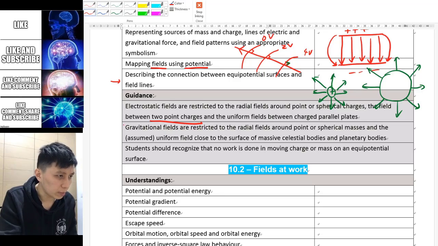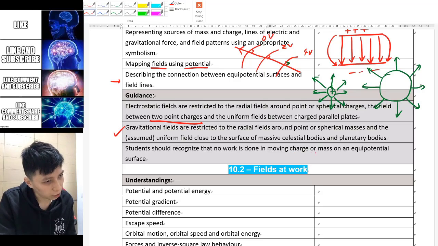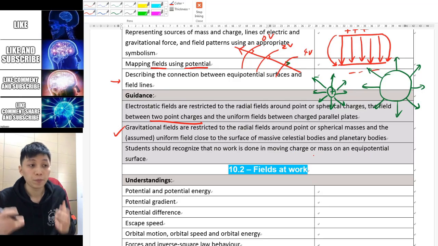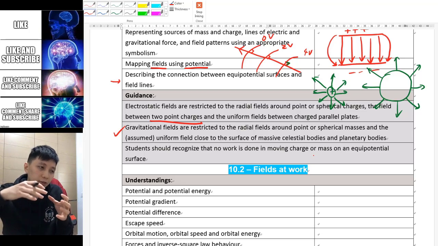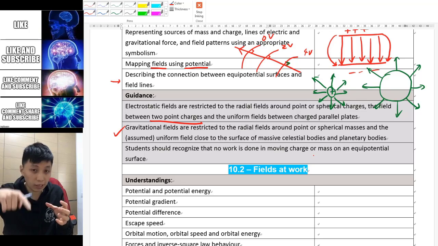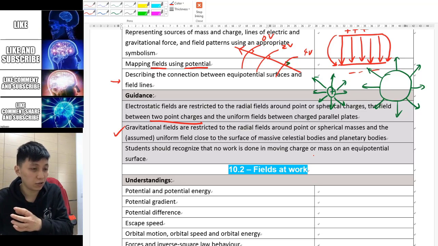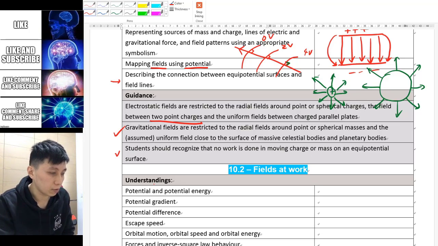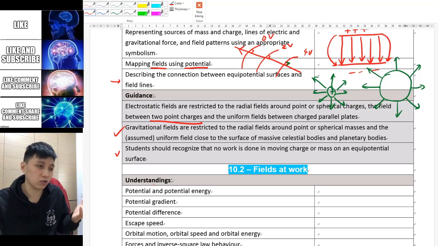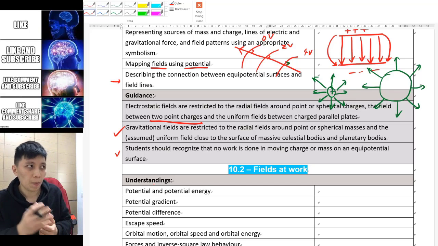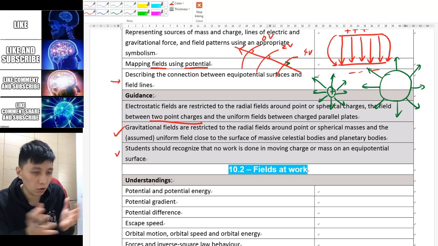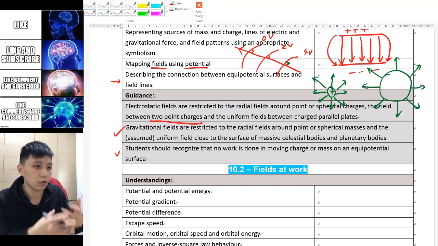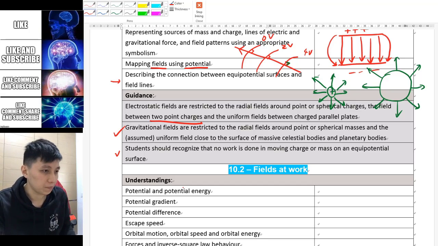Next, gravitational field, blah blah blah. Of course we have done it. Students should recognize that no work is done in moving charge or mass on an equal potential surface. So that's the whole idea of why it's so important. Within the line that is joining the same potential, since there's no potential change, no work needs to be done in theory. Of course, this is talking about there being no kinetic energy increase, and since there's no increase or decrease in potential, you don't have to give extra energy.